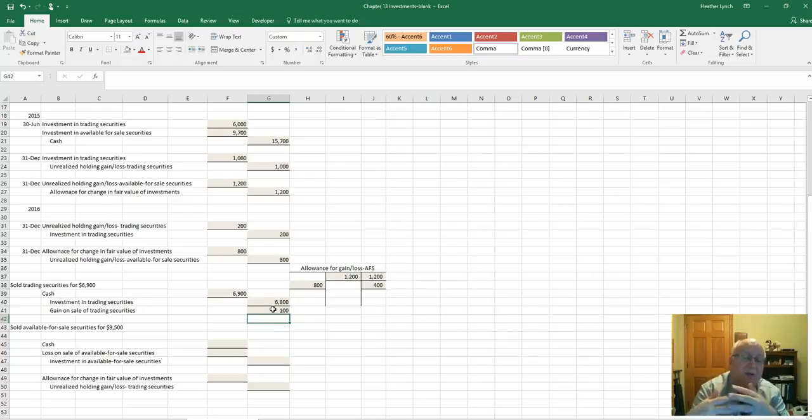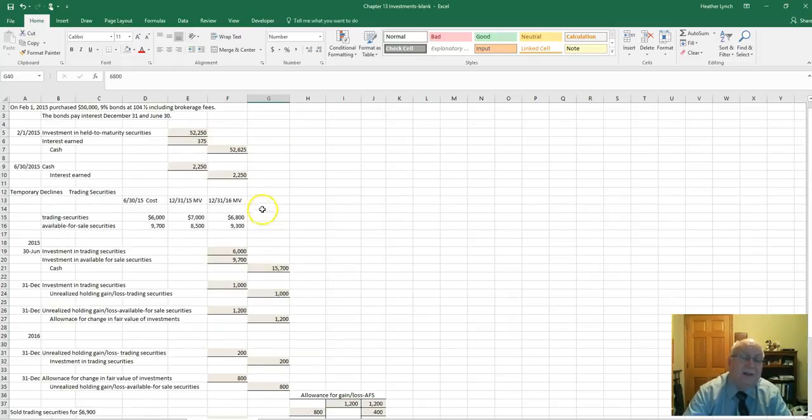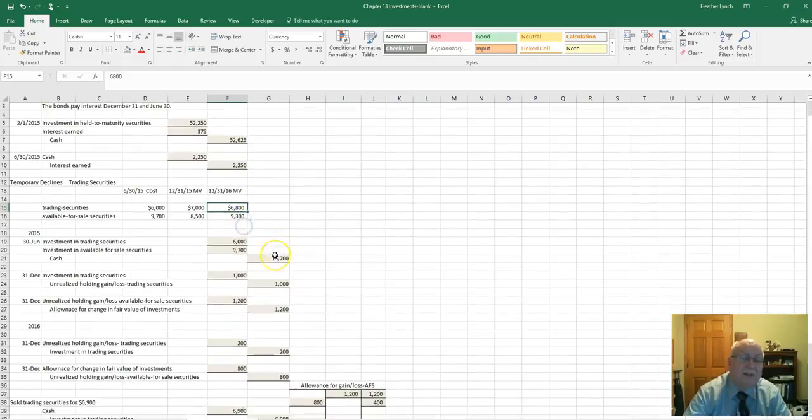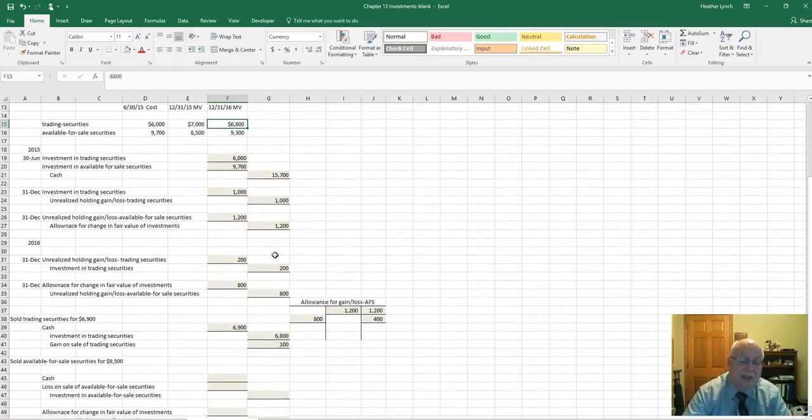Now, this is for financial reporting. This is not for the income statement, the income tax. That's a different class. This is strictly financial. Okay, so $6,900. We look at our balance of $6,800 because that's what we have here as our balance in there. So we have $6,800 in there.